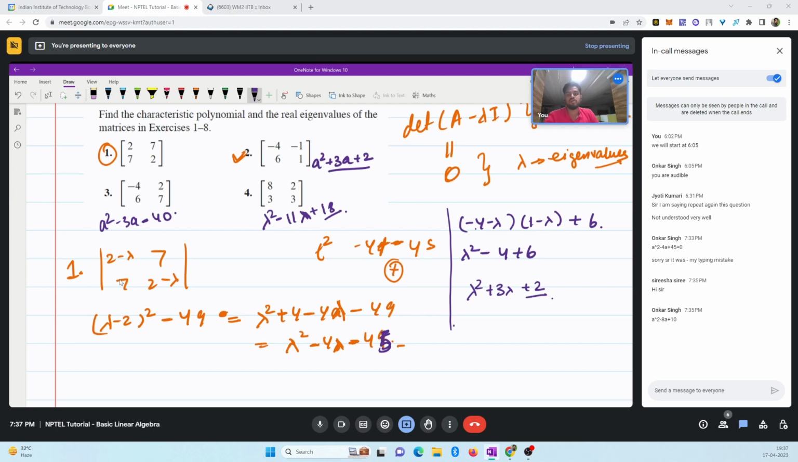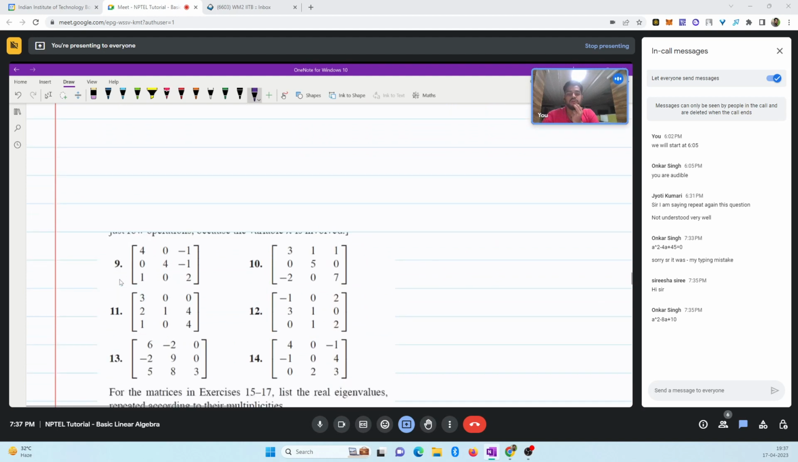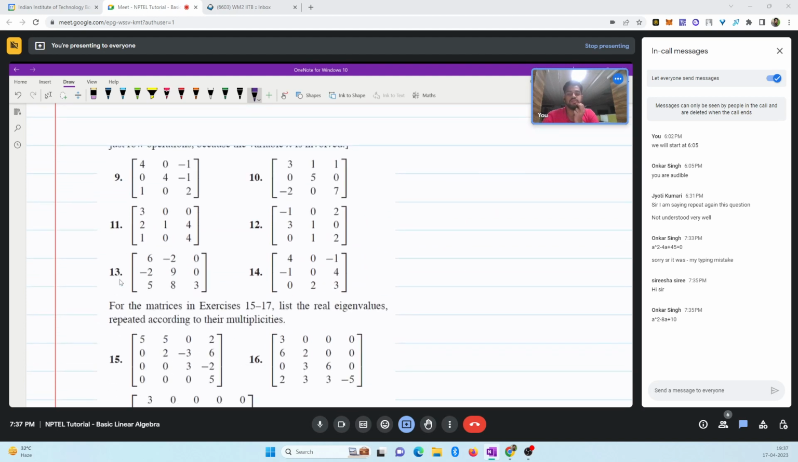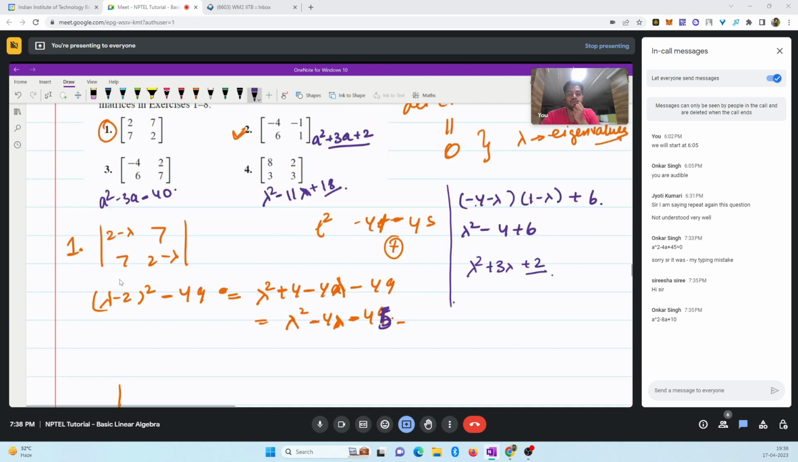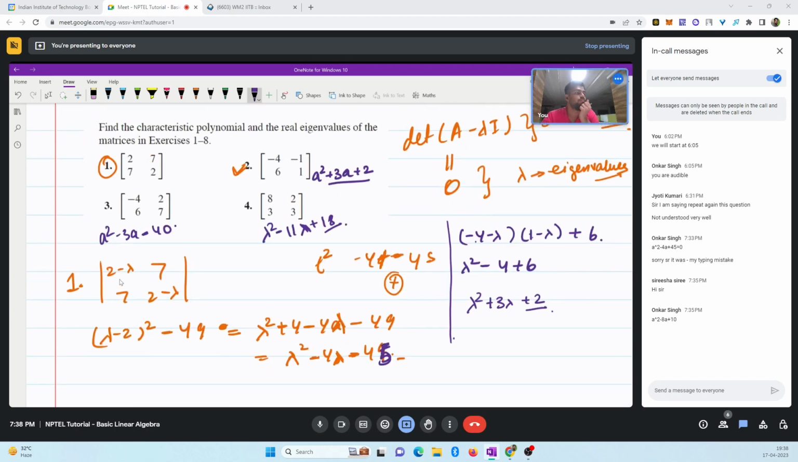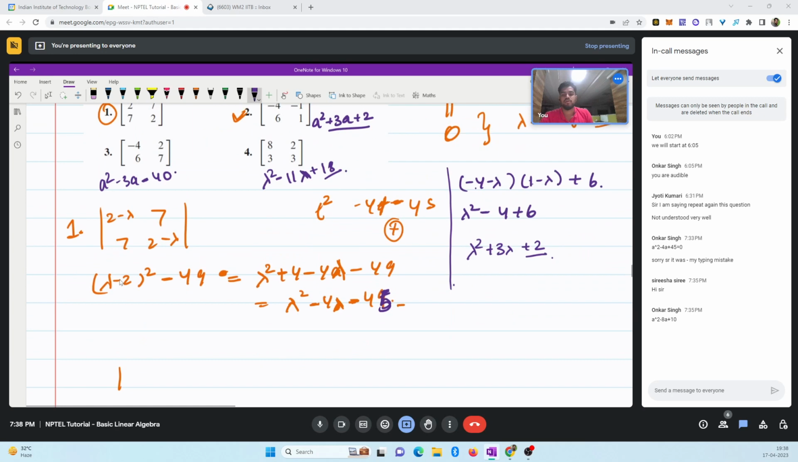This was easy, but I wanted to include it so that nobody misses it. Sir, lambda square minus 11 lambda plus 20, you are getting plus 20? Okay, I'll try to solve the fourth one where there is a confusion.